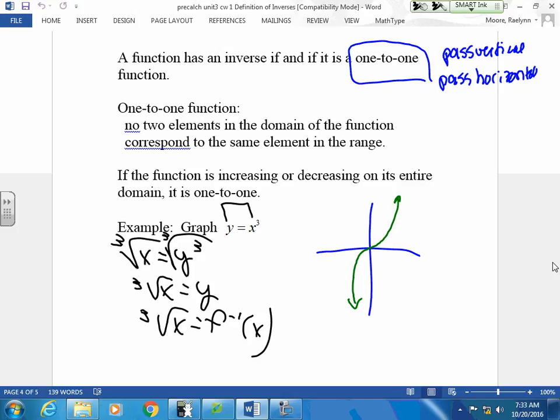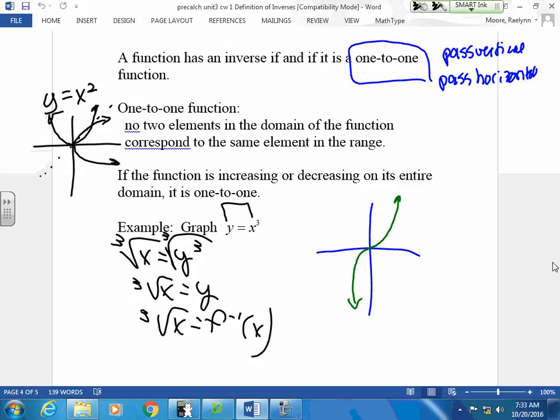Now, a cubing one works, but a squaring one doesn't. What happens with x squared? What does that give you? A parabola. Now, when you take your parabola and you reflect it over this line, it's going to come out this way. Because this doesn't pass a horizontal line test. It's not either always increasing or always decreasing. It decreases, turns, and increases. So it fails a horizontal line test.